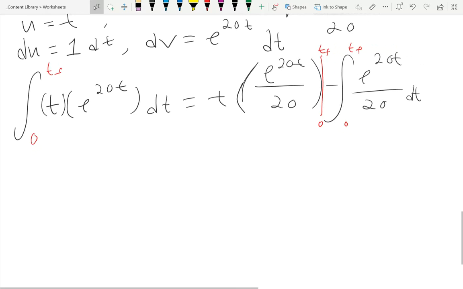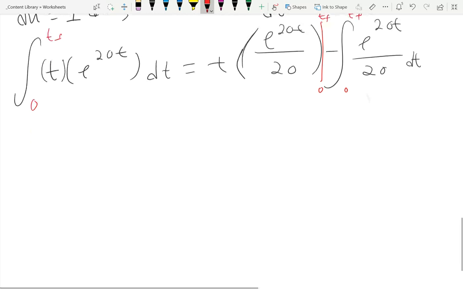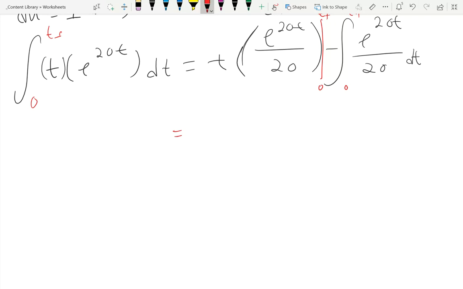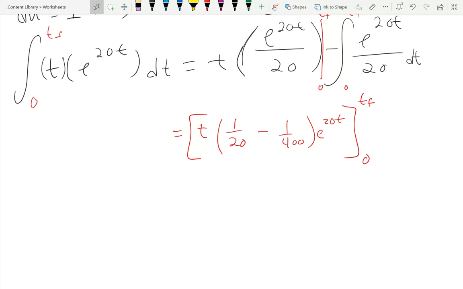All right, so now what she has, if we do that second integral, it's just like the one she did before, except for dividing by 20 again. So it's going to be divided by 400. That's how we got 400. So what we have is t times 1 over 20 minus 1 over 400 e to the 20t, with my limits. So I combined the integral as the second term in parentheses, and the uv is the first term in parentheses.